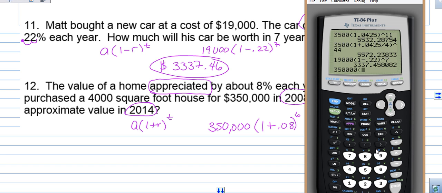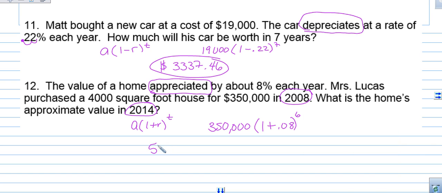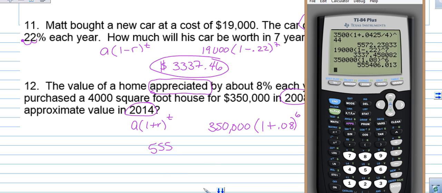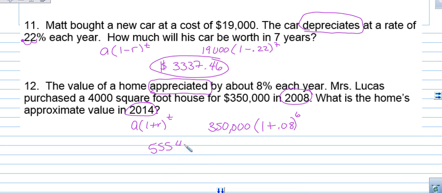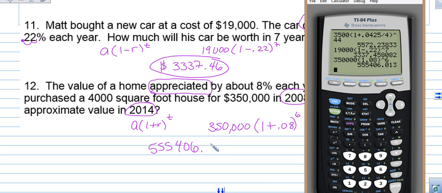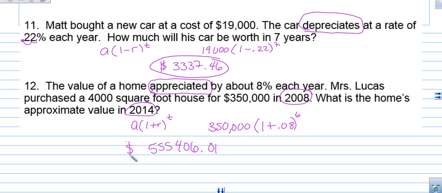350000, 1 plus 0.08 is 1.08 raised to the 6th power. And you get 555406.01. Okay? And so that's how much the house will be worth in 2014.